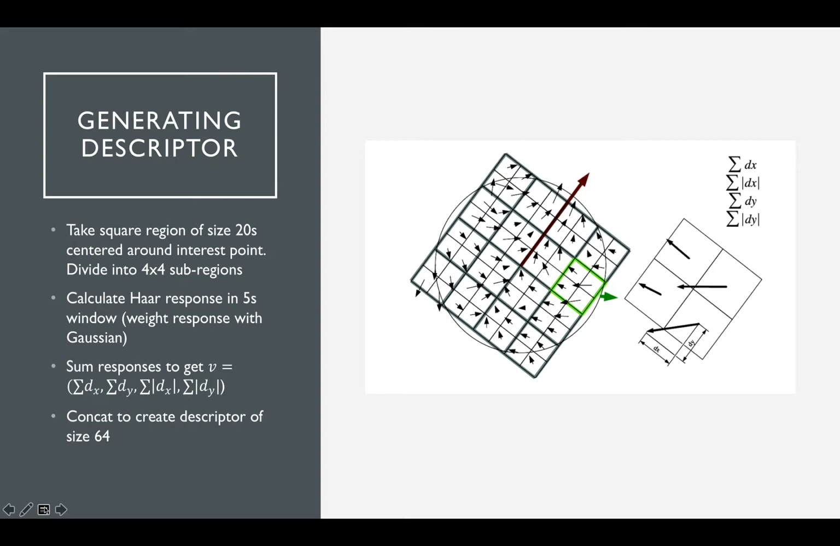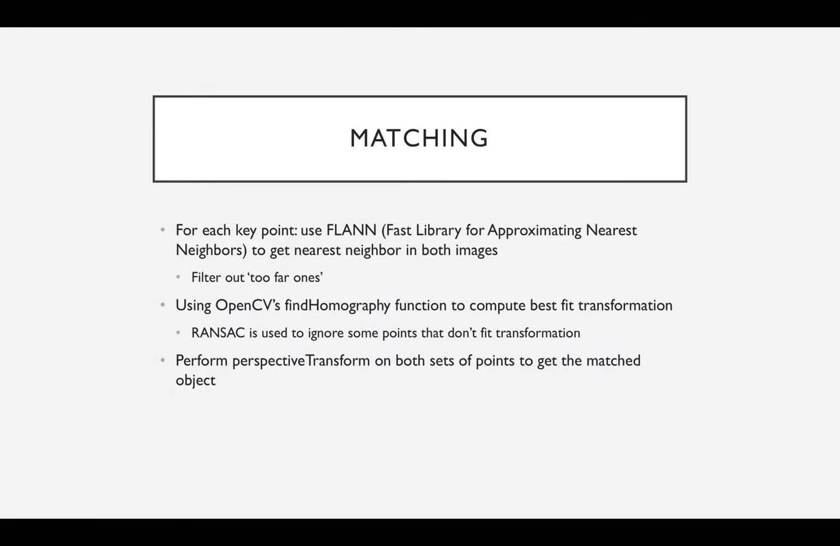We'll take the sum dx, sum dy, as well as the sum of the absolute value of dx and the absolute value of dy. And that is the descriptor for that subregion. Since there's 16 subregions and there'll be 4 responses, we'll sum them all up and we'll get a descriptor of size 64.